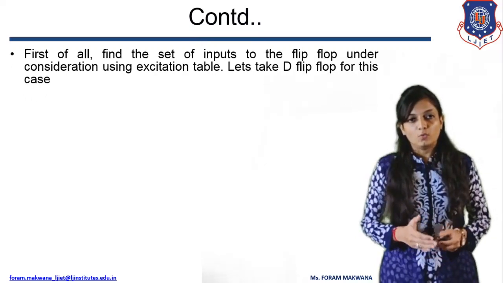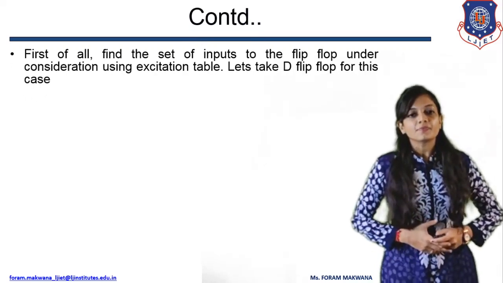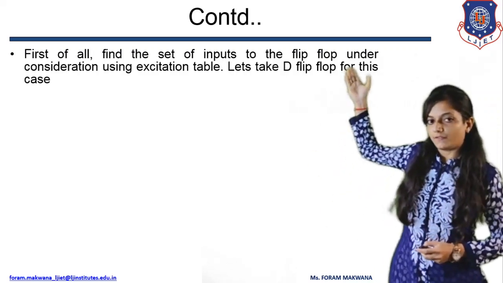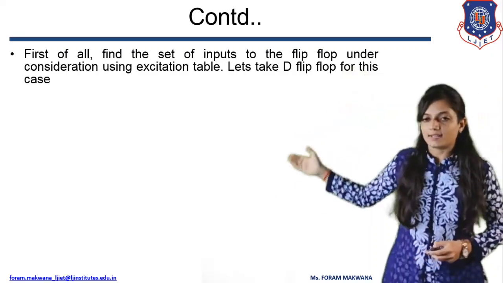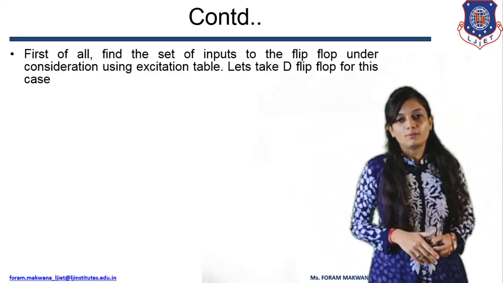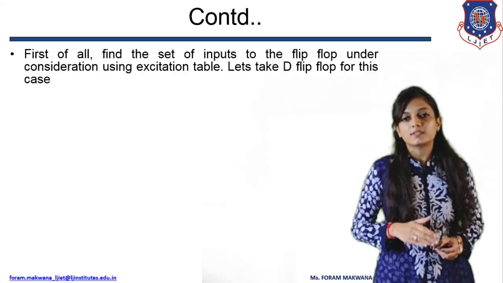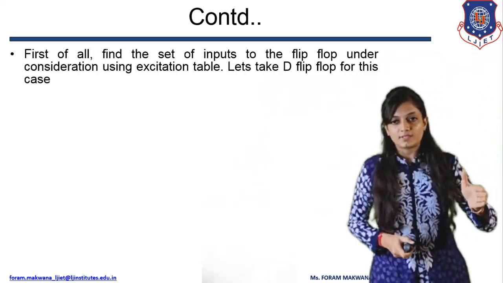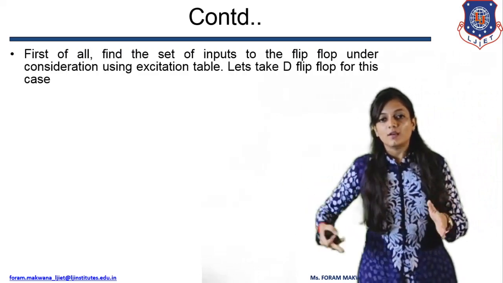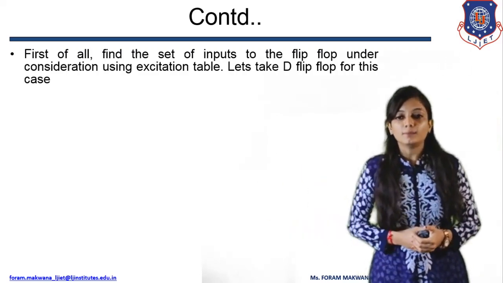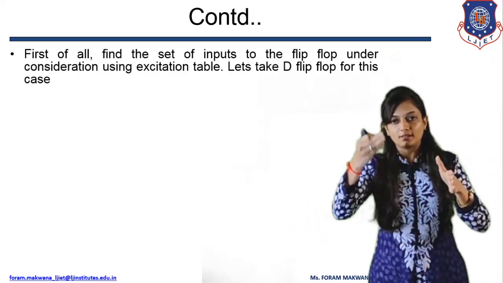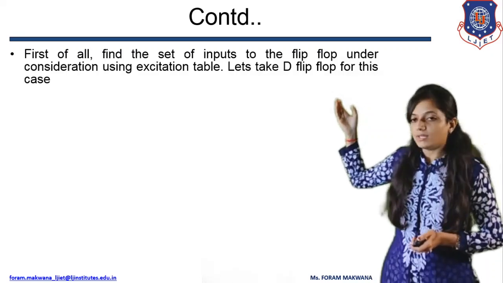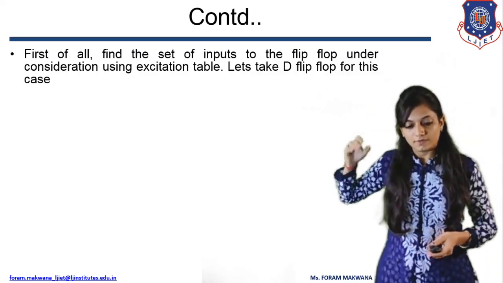First of all, we need to find the set of inputs to the flip-flop under consideration using the excitation table. What do we mean by an excitation table? We discussed that in unit number 2. The excitation table represents the present state, the next state, and the input required based on the present and next state. The easiest flip-flop to use is the D flip-flop, which is why we are going to use it.